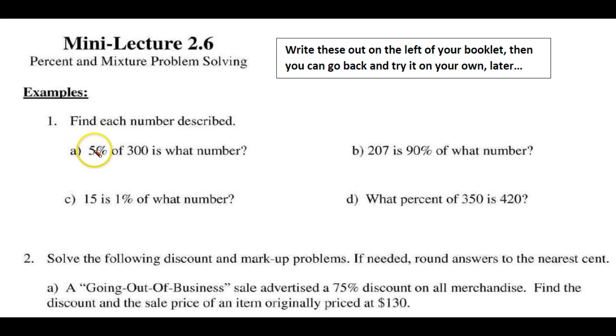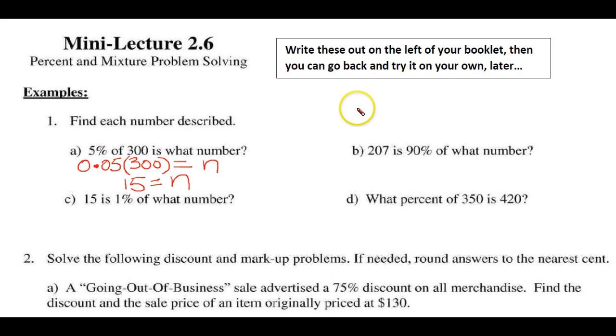So let's do letter A. 5%. The word of. Of in mathematics often indicates multiplication, so we'll put it in parentheses to indicate multiplication. Is an equal sign, and then what number? N we can use. So there's an equation. We just multiply this, and that comes out to be 15. So I've done these already with my calculator, and that's the answer.